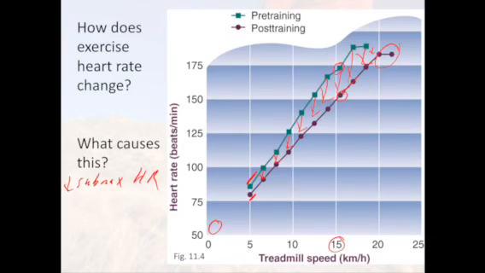Again, stroke volume goes up. So if stroke volume goes up, then heart rate can go down, and we can keep the same cardiac output, because heart rate times stroke volume equals cardiac output. If stroke volume goes up, this one can go down, and we can keep cardiac output the same.